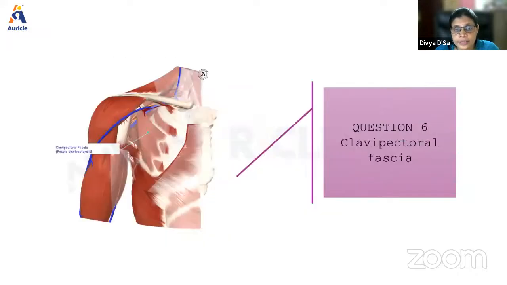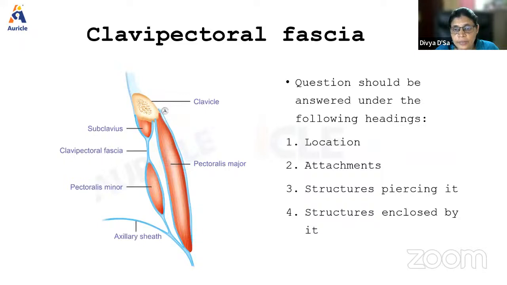Next is the clavipectoral fascia. It is a fascia, isn't it? Where is it present? The location: it is present in the pectoral region beneath the clavicle, and it extends up to the axilla. So what is its attachment, what are the structures piercing it, and what are the structures enclosed by it?